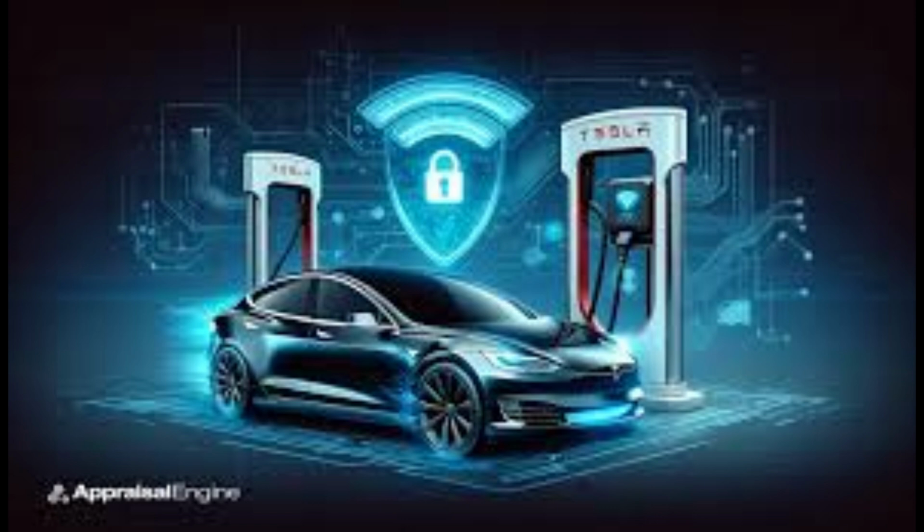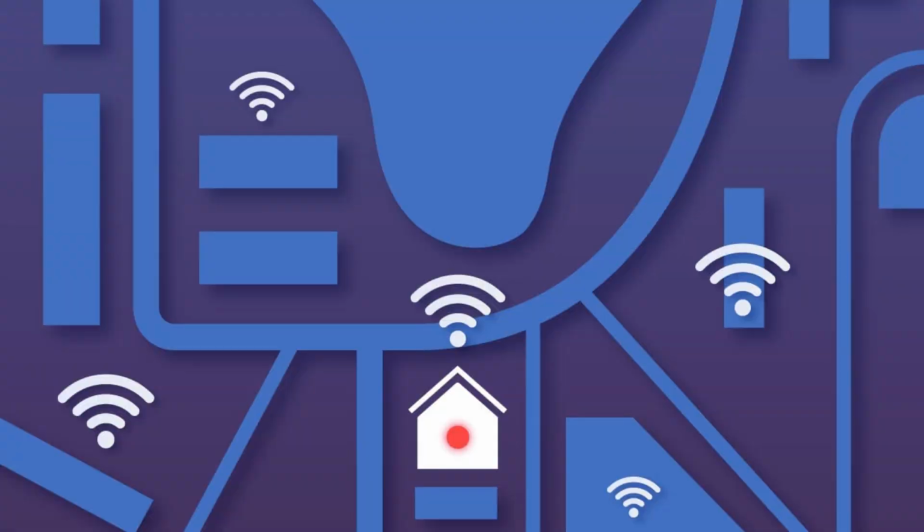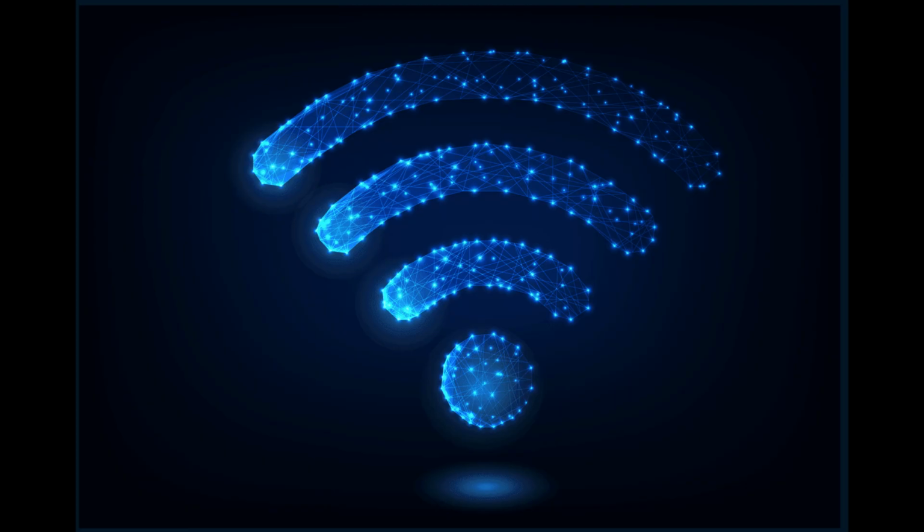So, to wrap things up, we've covered a lot today. We talked about the importance of securing your Wi-Fi networks and how easy it is to hack weak passwords using tools available in Kali Linux. Remember, ethical hacking is about understanding these vulnerabilities so we can protect ourselves and others from malicious attacks. Always take the time to secure your network.